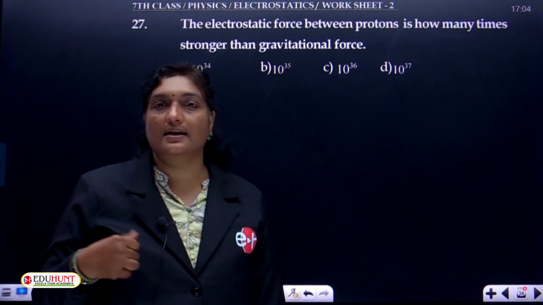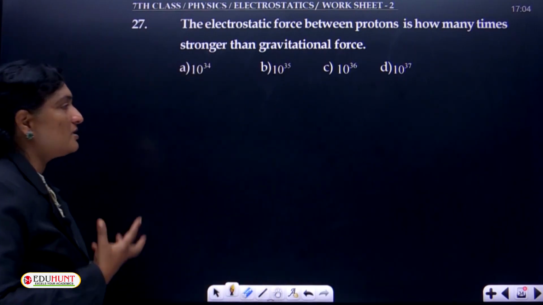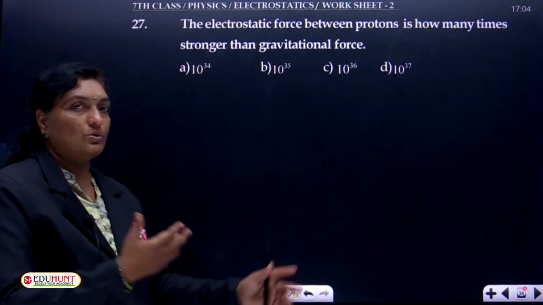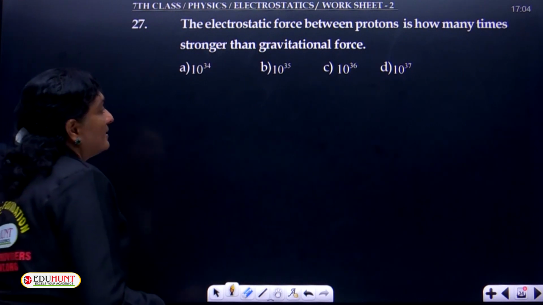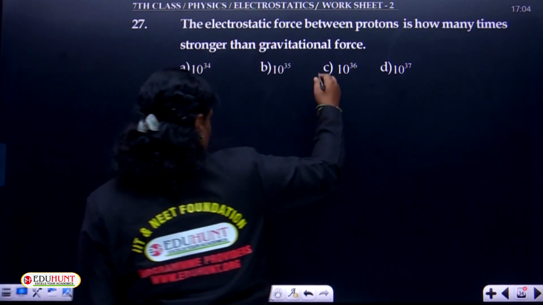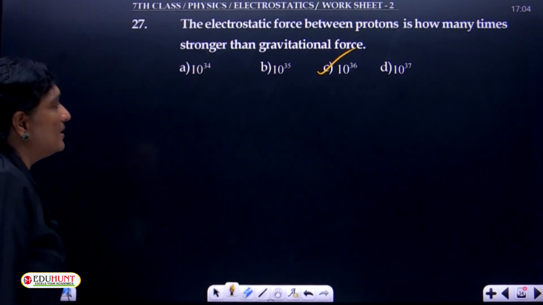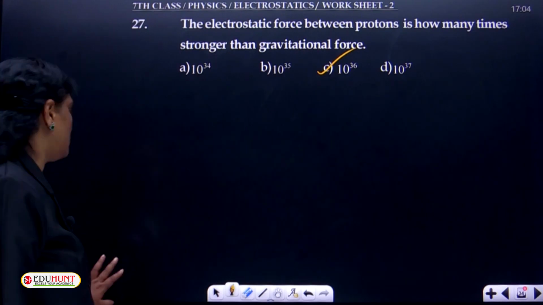And the weakest is the gravitational force, and the electrostatic force compared to the gravitational force is always 10 power 36 times. Hence, the correct option is option C, that is 10 power 36 times as compared to the gravitational force. This thing you need to know, children.